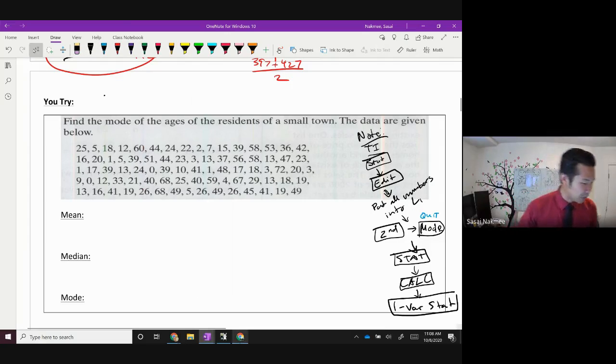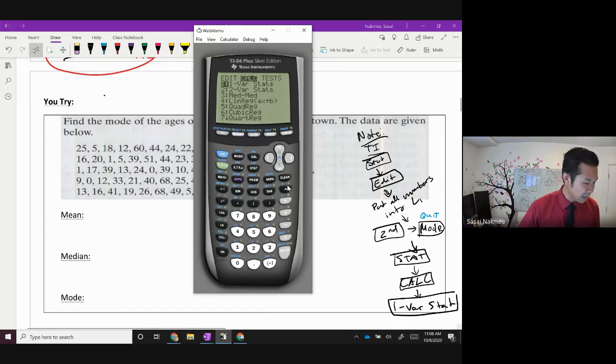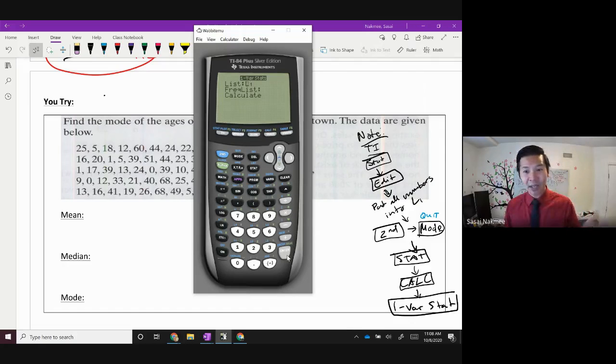And this is where you finish up. Once you get into one var stat and press enter, it's going to ask you where the data is that you want it to calculate stuff for. And it defaults to L1.